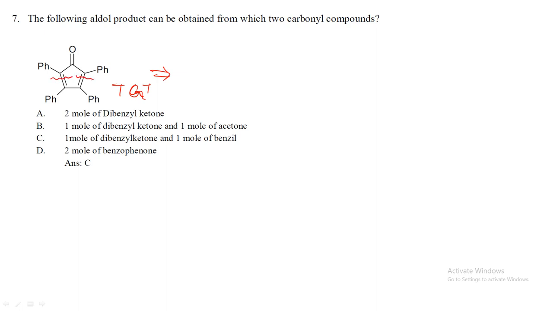So let's disconnect these two bonds. So you all know if we disconnect this type of two bonds and generate two molecules, these are aldol-type disconnections. So if we disconnect like this, we can generate this and this. These should be the two right appendages to approach this molecule.